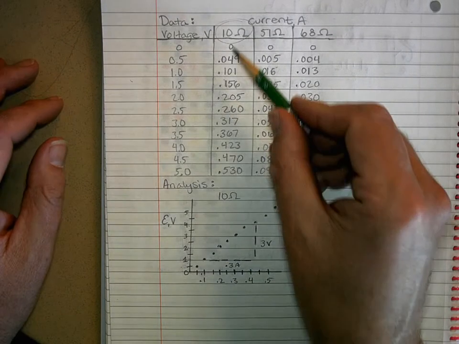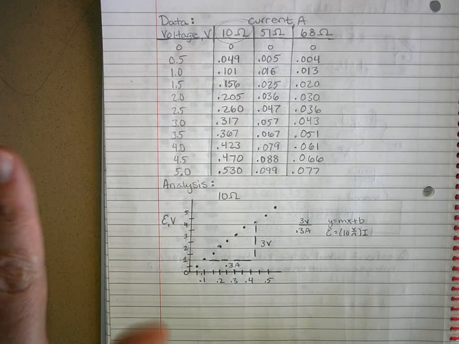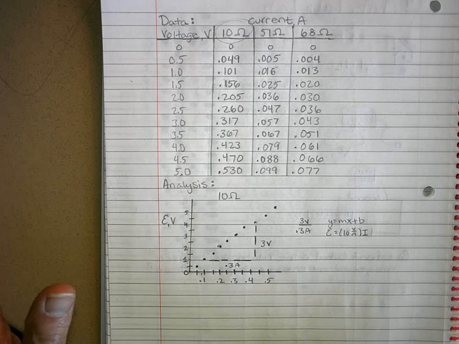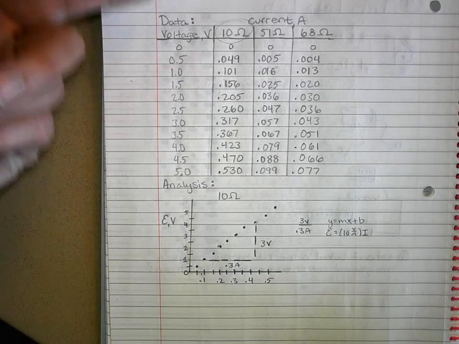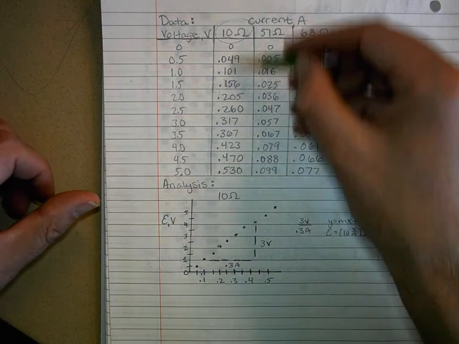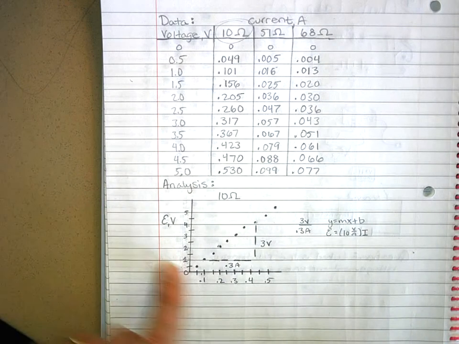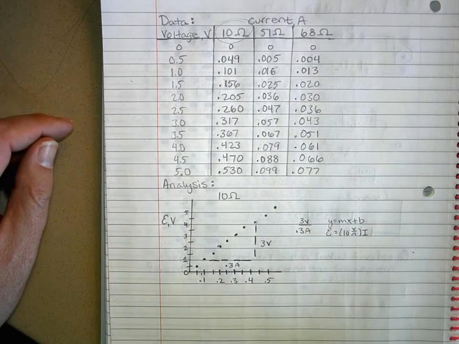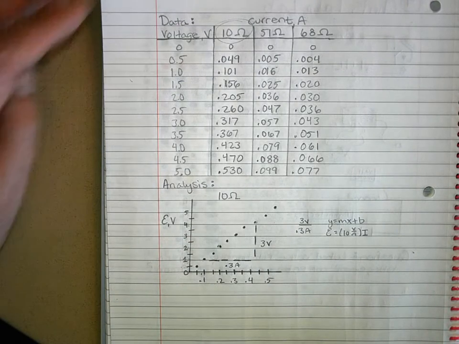Now remember that these resistors have a certain tolerance, plus or minus 5%. So 5% taken off of the 10 ohms, it's about 9.5 ohms. So the slope of this line is within the range of the resistor.